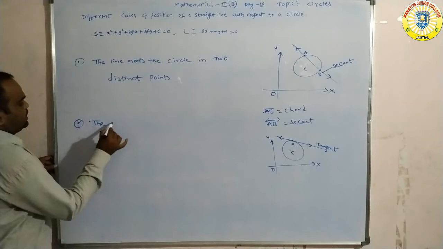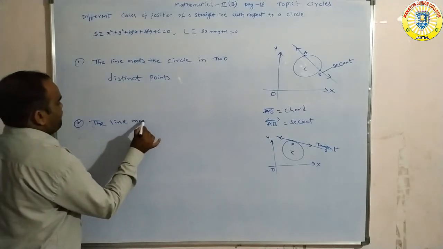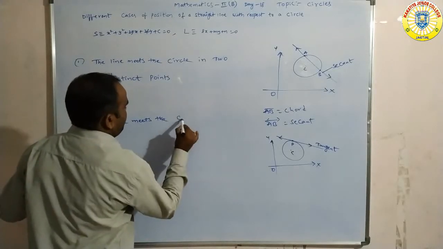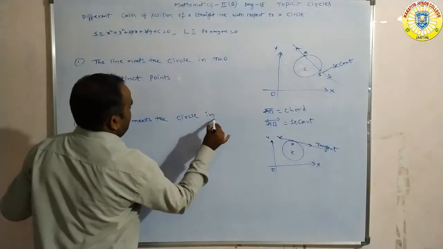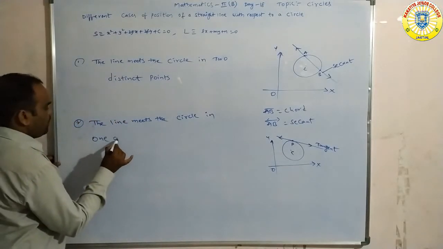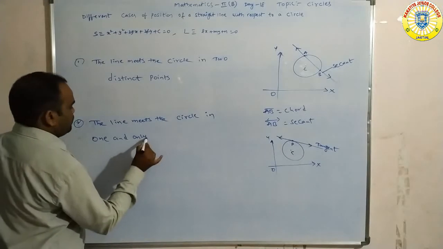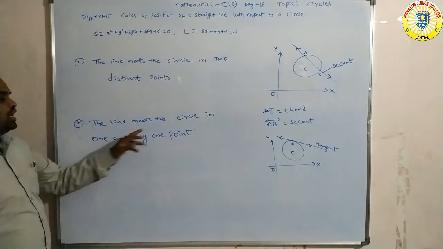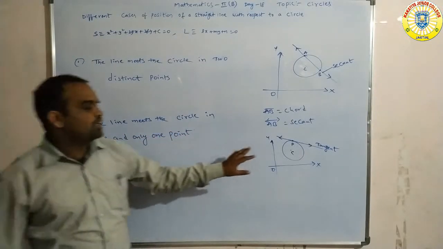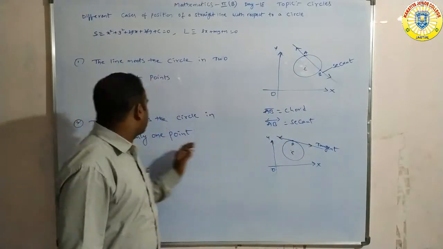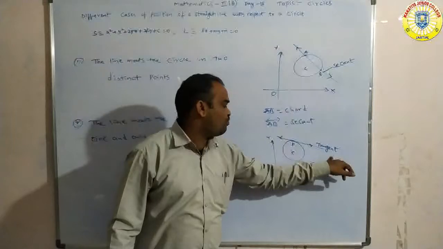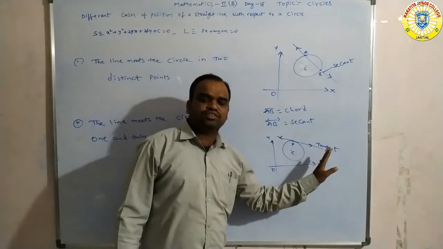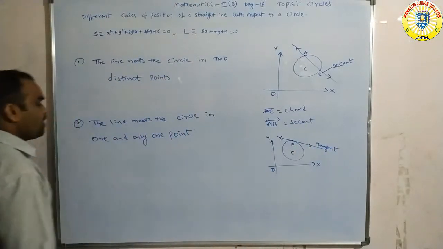The line meets the circle in one and only one point. So a circle meets the line. The line meets the circle in only one point, then the line is called the tangent. Okay now, what is the third case?